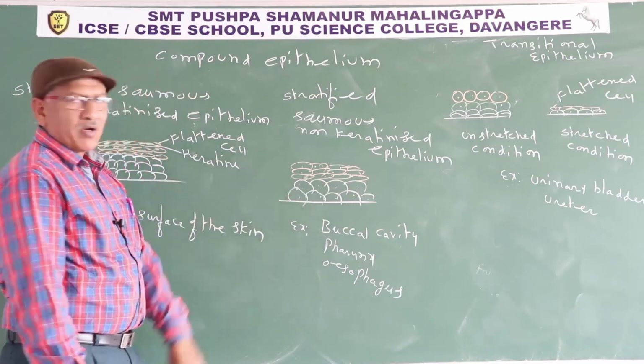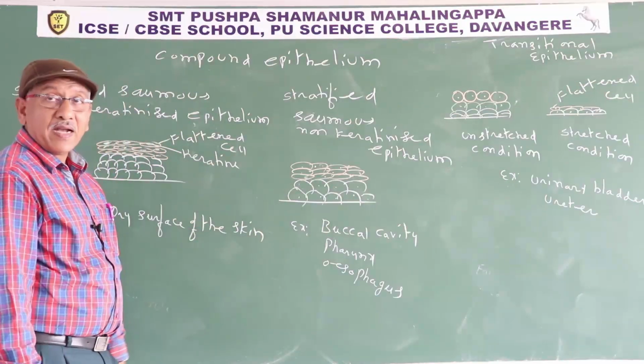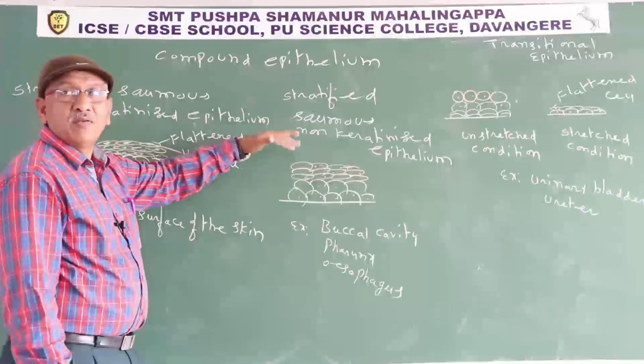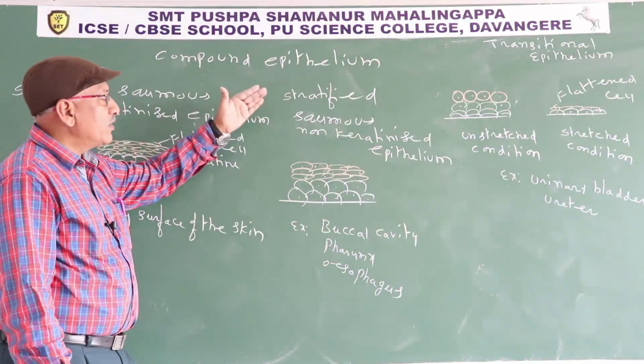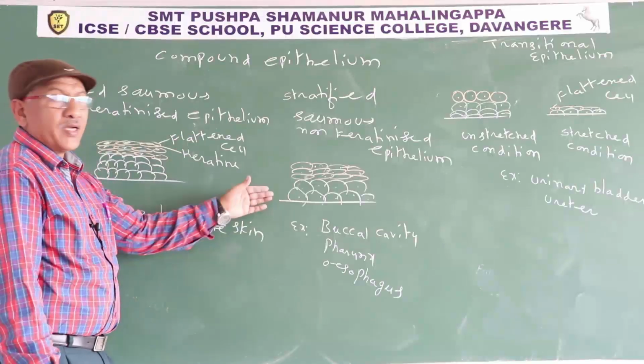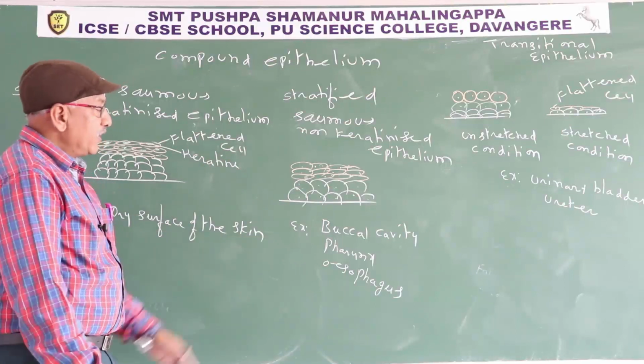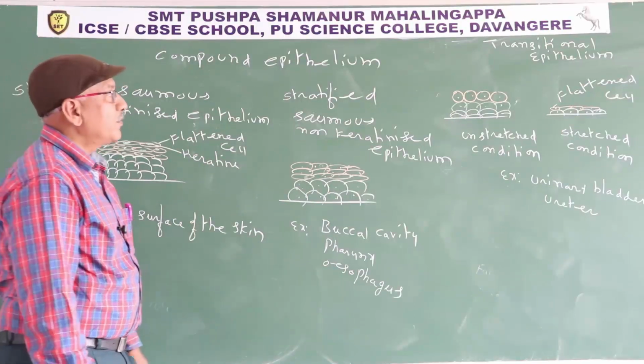Cells are arranged in several layers. The outer layer contains flattened cells, and the flattened cells are without keratin. So it is known as stratified squamous non-keratinized epithelium. It is present in moist places like buccal cavity, pharynx, esophagus.